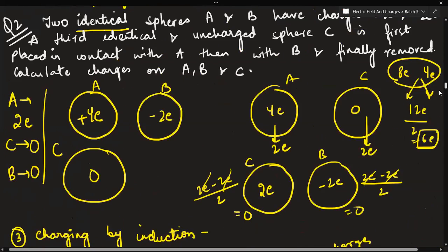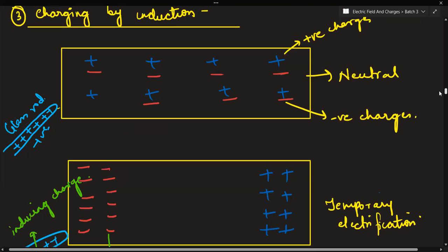Now, charging by induction. With the help of this figure, you will be able to understand. See, in case of charging by induction, what happens? You have a neutral body, supposedly. Neutral body means the number of positive charges is equal to the number of negative charges. So, if I somehow bring a glass rod, which has positive charge, in this manner, this glass rod has positive charges here. Now, positive charges will attract what kind of charges, Madiha?